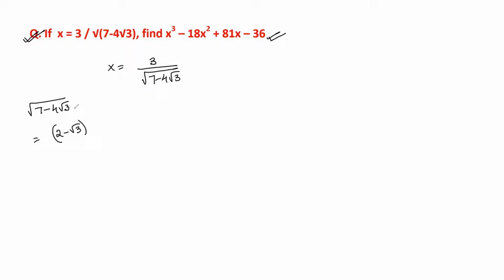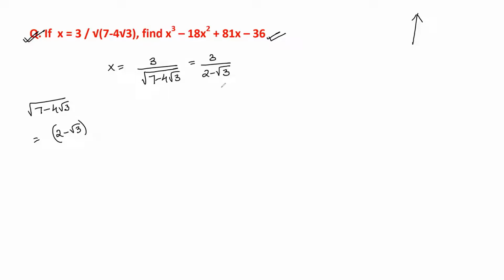Well, how to find the square root of a surd, I have already covered in the indices and surds chapter. So in case you're unable to get how we are finding the square root as 2 minus root 3, I would suggest you go through the indices and surds chapter first and then come back to this video, the link of which I have given above and also in the description box. So x would be 3 upon 2 minus root 3.